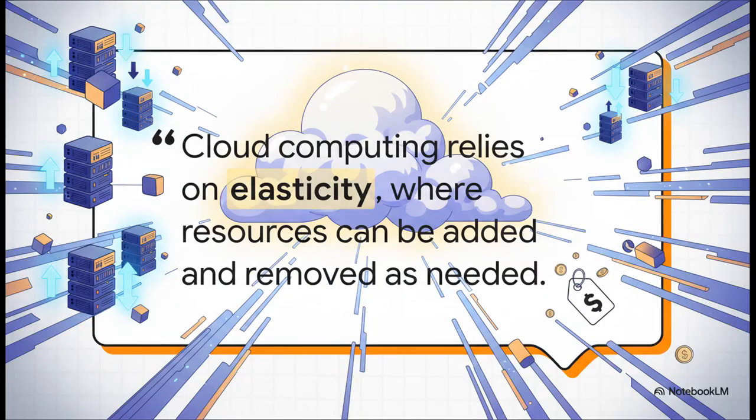So why is this whole thing so revolutionary? Why is everyone obsessed with the cloud? Well, it all comes down to one word: elasticity. With the cloud, you can scale your computing resources up or down almost instantly. If your website suddenly gets a huge spike in traffic, you can handle it. Then you can scale right back down when it's over. You only pay for what you use. And that's what makes powerful computing accessible to everyone, not just the giant corporations.